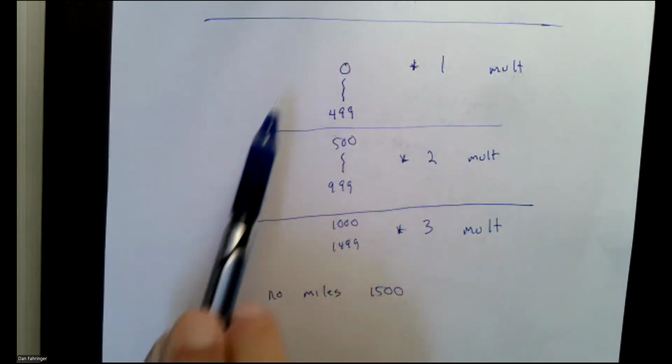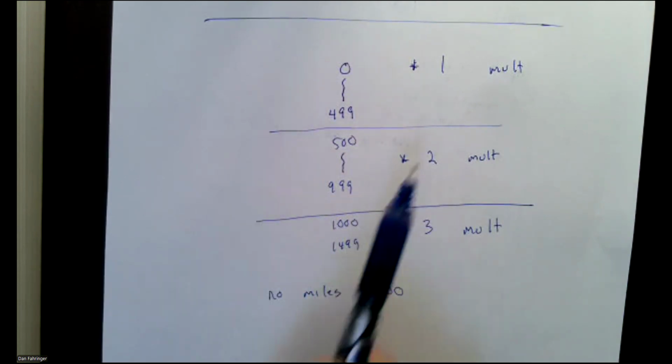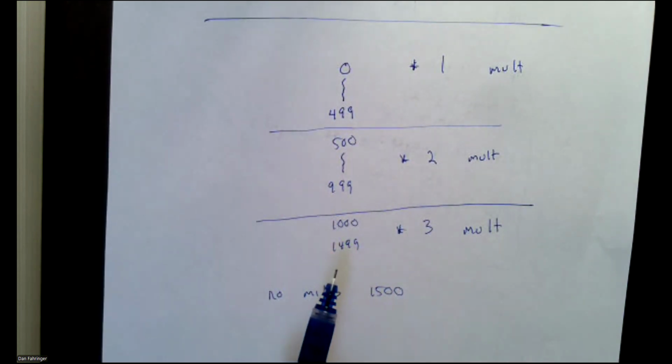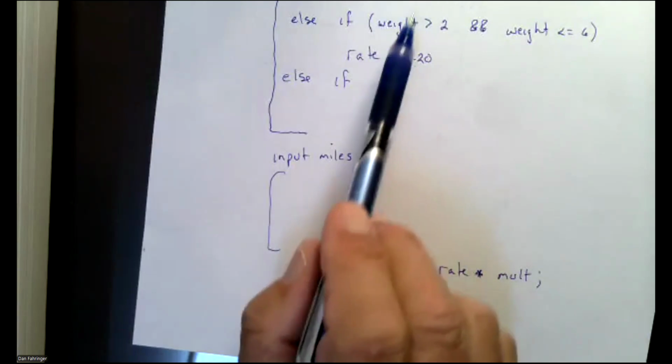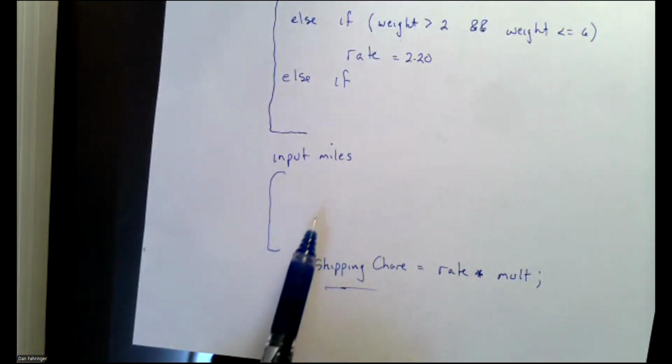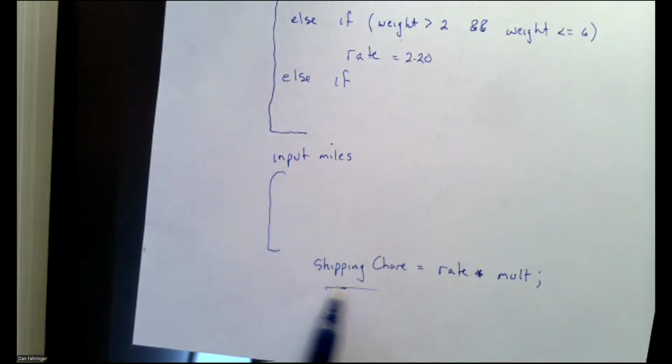So now that I've used test data, I'm building my algorithm. We already looked at how this is built. We're going to do something similar here. Then the shipping charge is going to be the rate times the multiplier. Questions?